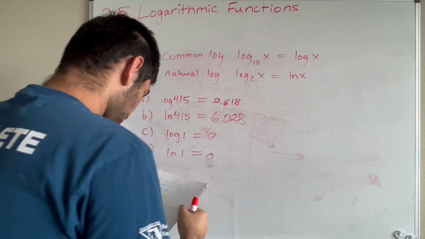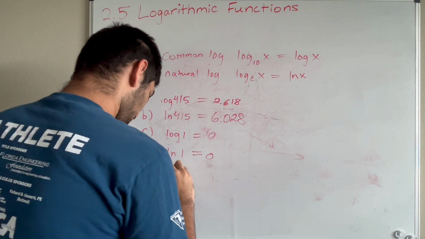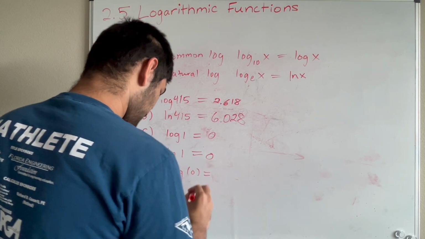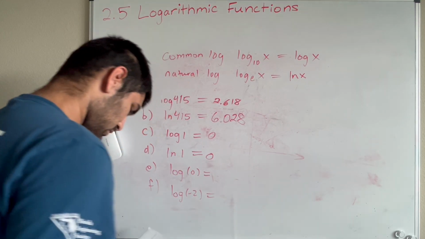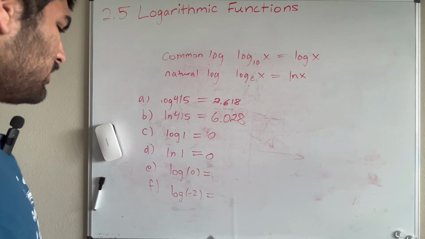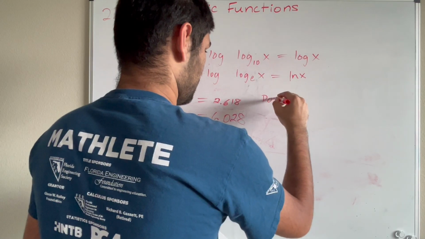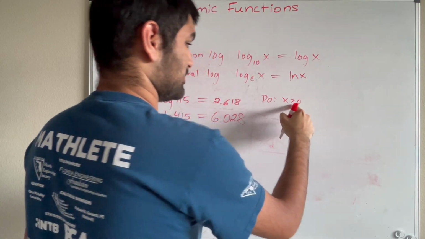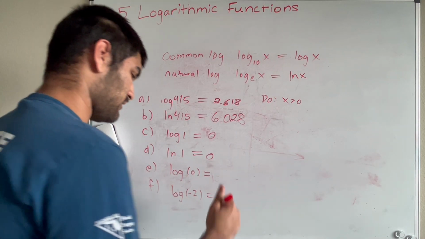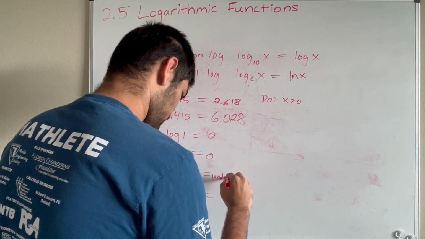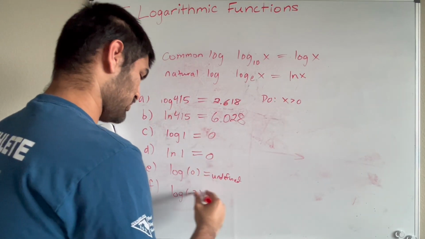And then some more. Let's say we had log of 0, and let's say we had log of negative 2. What would these equal? Well, remember, the domain of logarithms, x has to be strictly greater than 0. So 0 is not part of the domain, so this is actually just undefined. And similarly, negative 2 is not in the domain, so this is also undefined.